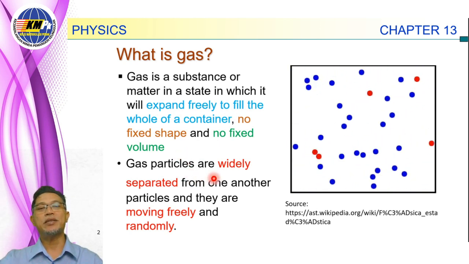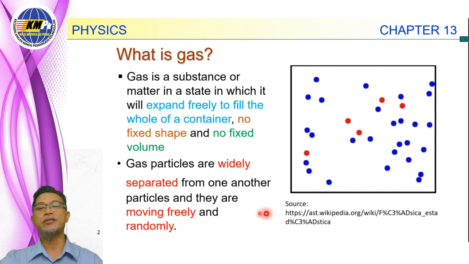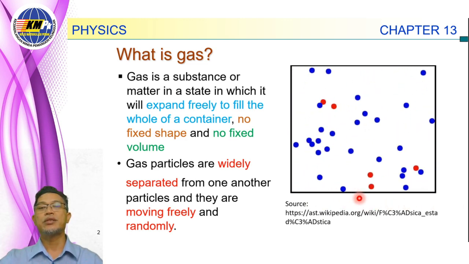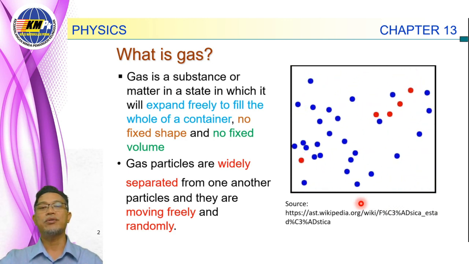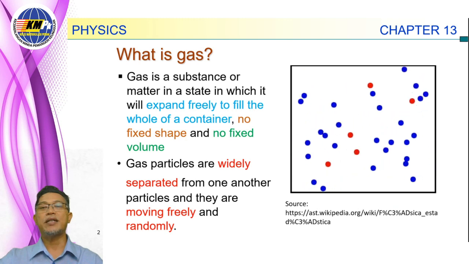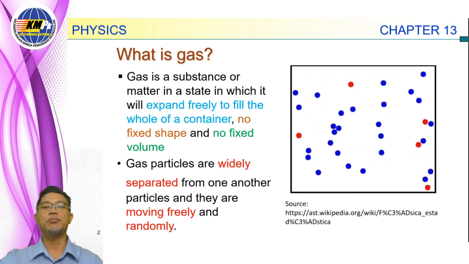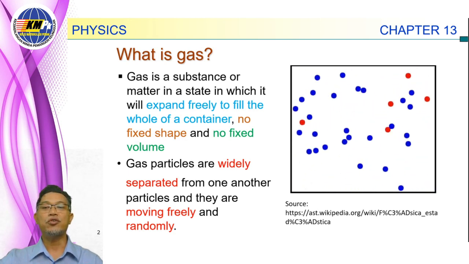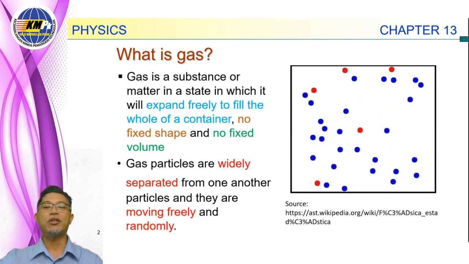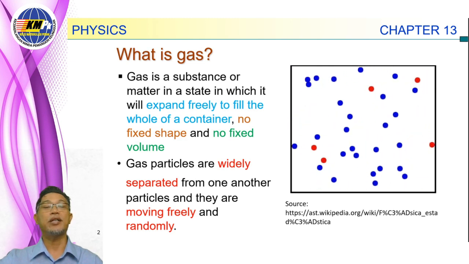And also we should know that the gas particles are widely separated from one another, and they are moving freely and randomly. The pictures here show roughly how they behave. Because most gases are difficult to observe directly, they are described through the use of four physical properties, such as pressure, volume, number of particles, and temperatures. These four characteristics were repeatedly observed by scientists such as Robert Boyle, Jacques Charles, Joseph Gay-Lussac, and many more.